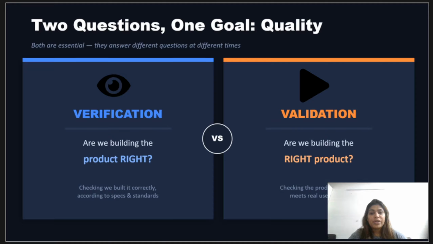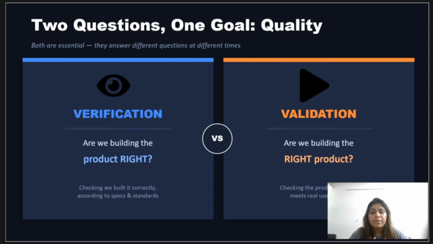Let's put verification and validation side by side. On the left, there's verification, which says, are we building the product right? And on the right, there's validation, which says, are we building the right product? So verification is about correctness against the specifications. Did we follow the requirements? Does the design match what was agreed upon? Does the code follow standards? It asks, did we build the thing the way we said we would?